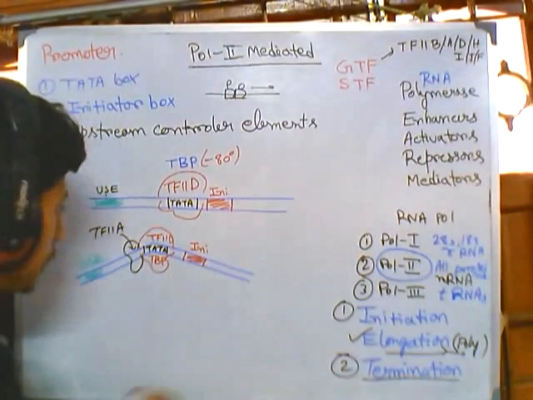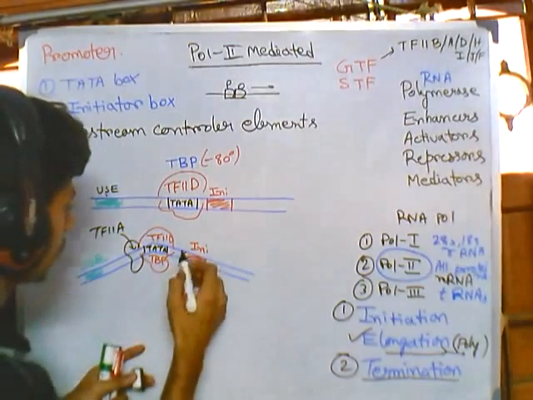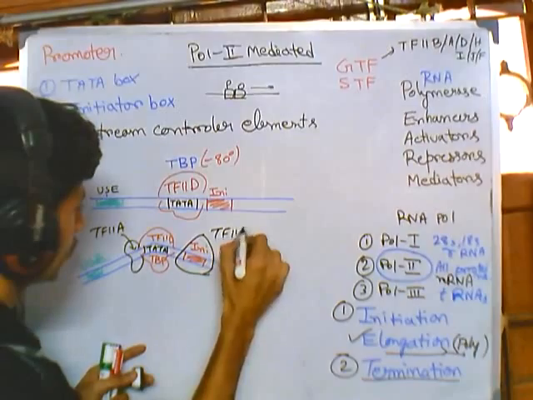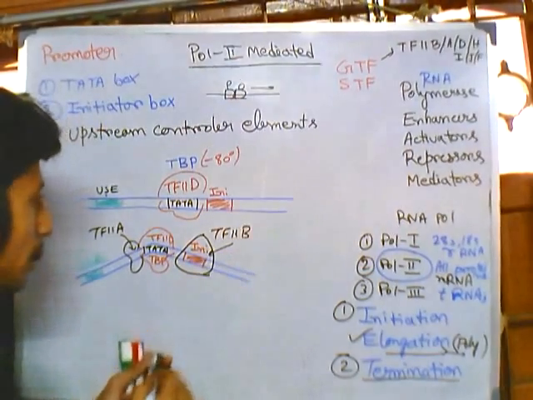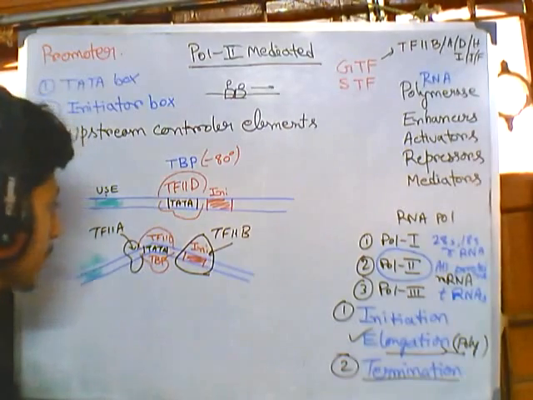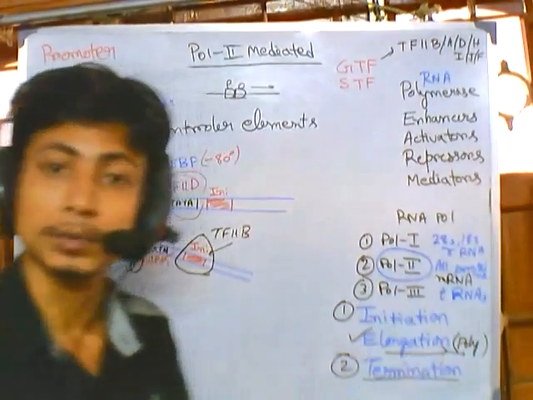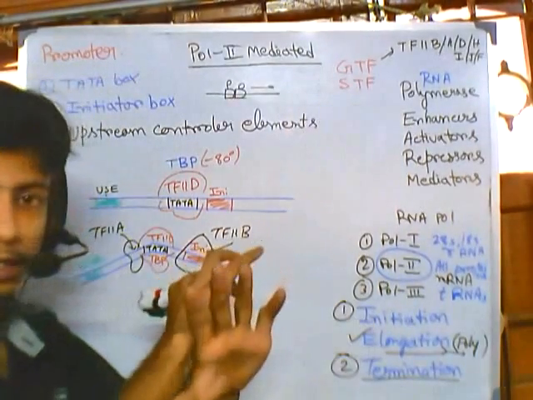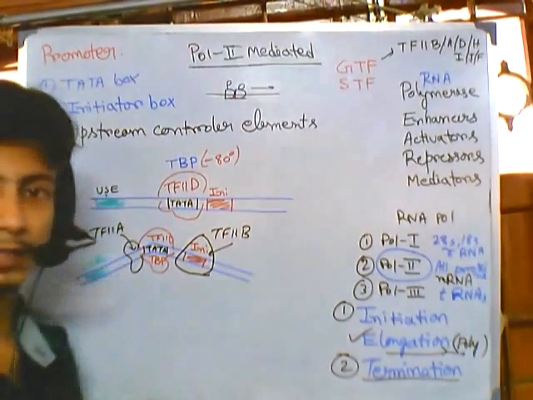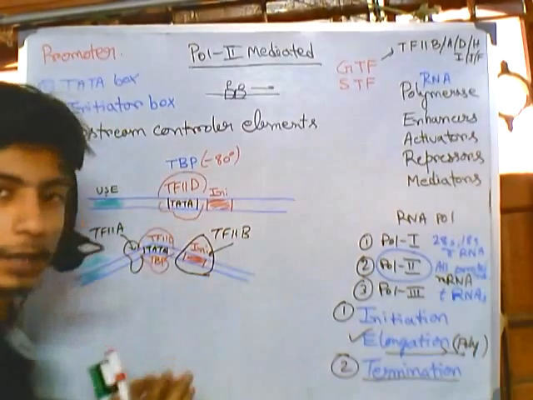So here is the TFIIB protein. Say this is TFIIB. It will be sitting on the initiator box, and then it just covers up everything. Just like in the Pol I and Pol III mediated processes, we have seen the GTFs start to cover different regions of the DNA. TFIIB is coming and sitting onto the initiator box, and then everything is filled out.